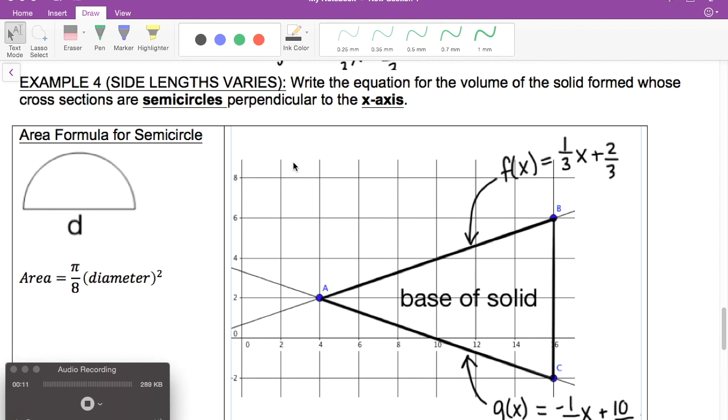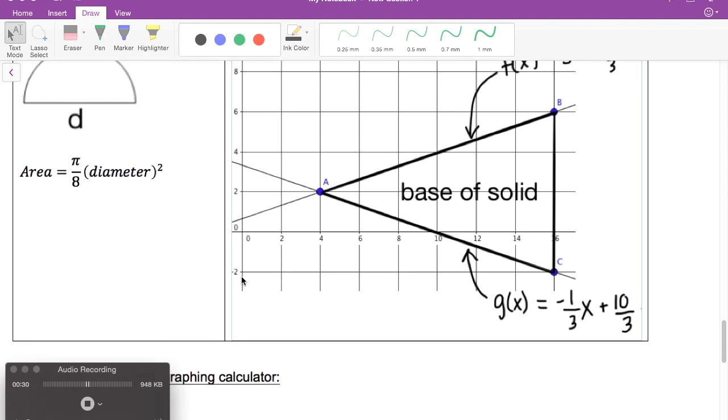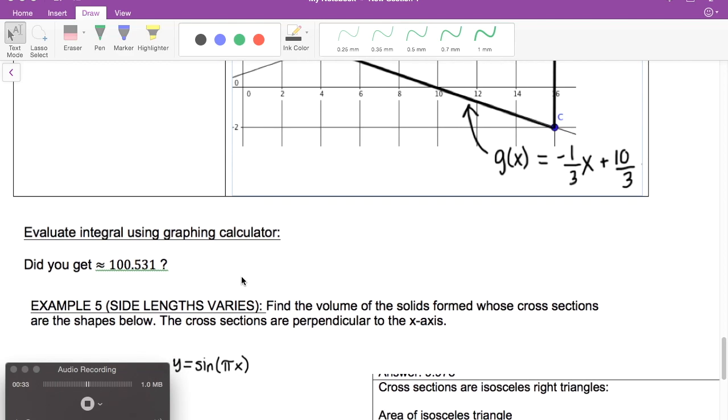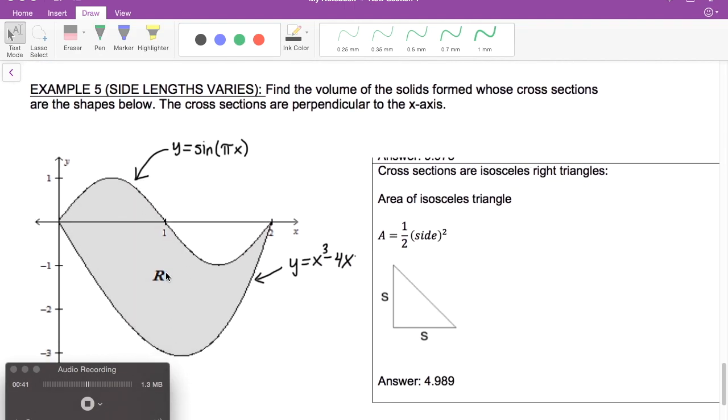So for example 4, I'm not going to be doing this problem out because it's pretty similar to the previous example 3. The only difference is that now the cross section is a different shape. In this case, it's a semicircle. For the semicircle, the area is pi over 8 times the diameter squared. So you guys should try setting up that problem, and when you evaluate your integral, you'll know you got it right if you got an answer of 100.531.